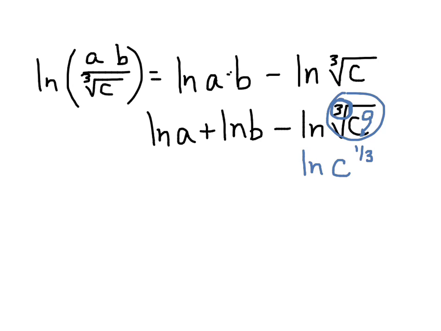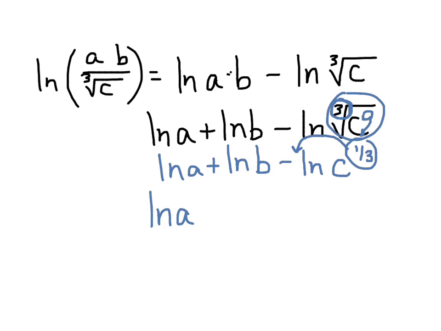So really that's saying the ln of a plus the ln of b minus the ln of c to the third. You can't have exponents, so the third needs to go to the front. So I finish with the ln of a plus the ln of b minus 1/3 the ln of c. That's expanded. So when they're asking you to expand it, that's as far as you can go.